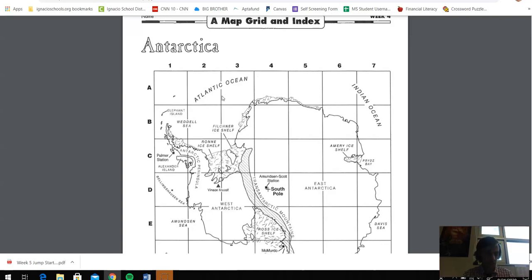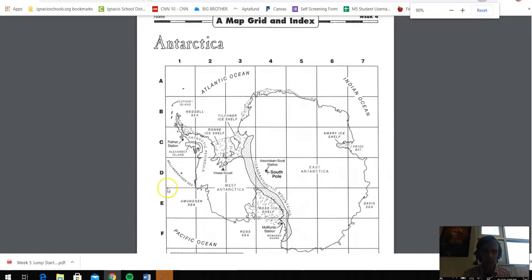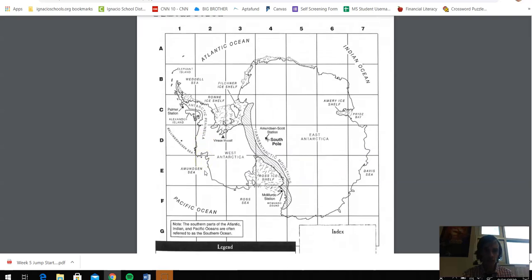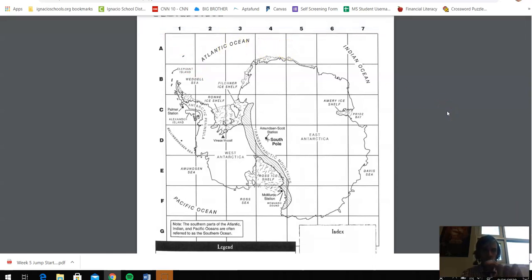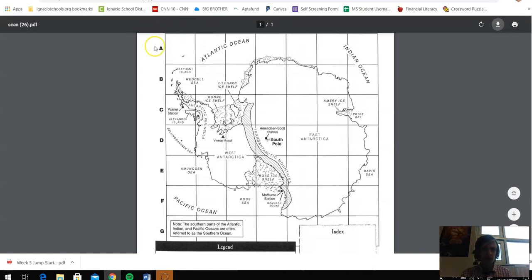So this week's Jump Starter is about Antarctica, but it's also about using a map's grid to find the location of certain spots. You'll notice that you have a map of Antarctica for this week, and it looks like a giant chessboard or checkerboard because they have drawn out all these squares across the map. The squares on top have numbers 1, 2, 3, 4, 5, 6, 7 going this way, and then there are letters A, B, C, D, E, F, G going along the other border.